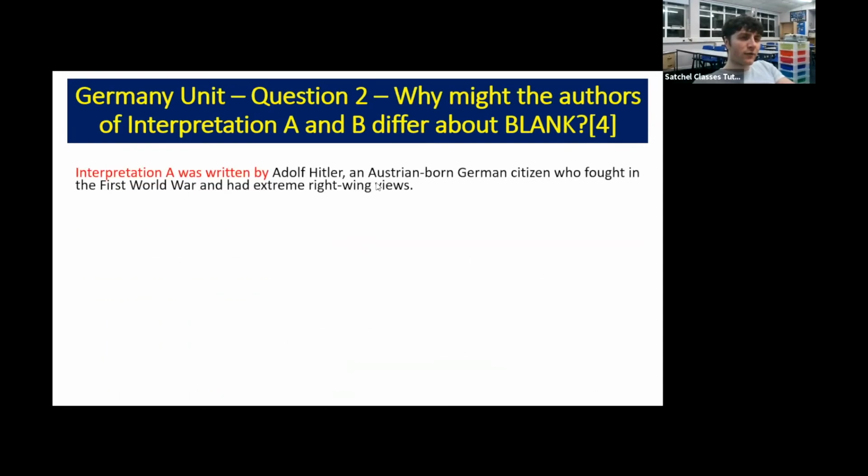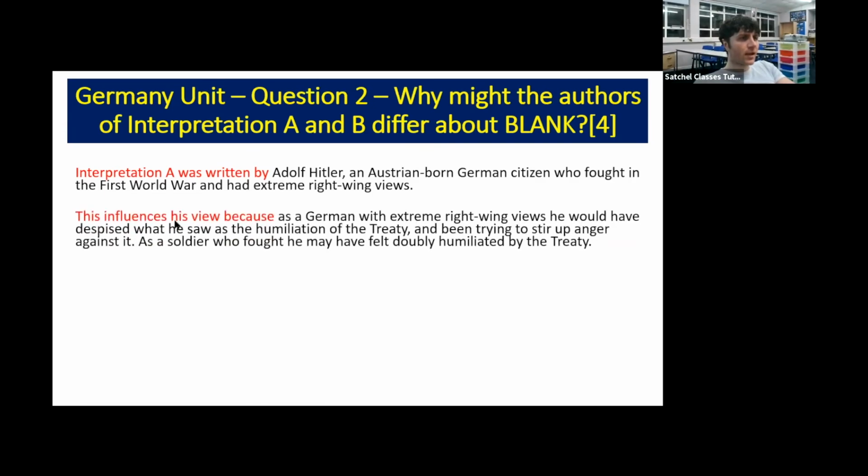Interpretation A was written by Adolf Hitler, an Austrian-born German citizen who fought in the First World War and had extreme right-wing views. This influences his view because as a German with extreme right-wing views, he would have despised what he saw as the humiliation of the treaty and been trying to stir up anger against it. As a soldier who fought, he may have felt doubly humiliated by the treaty. So we've said who Hitler was and a little bit about him. The fact that he had these extreme right-wing views, very much resented the fact that Germany had surrendered in the first place, let alone being forced to sign this humiliating treaty. And then we've explained how that would have influenced his view.